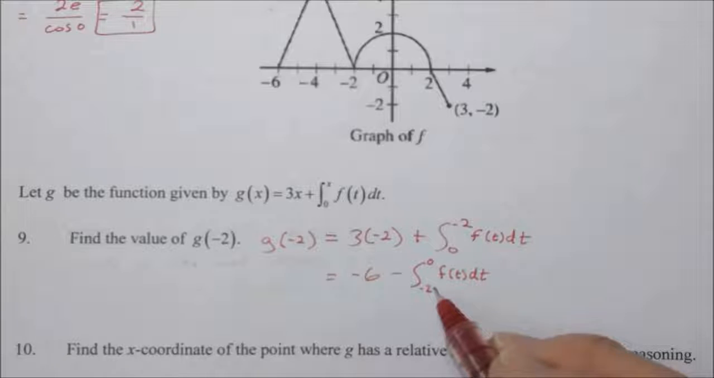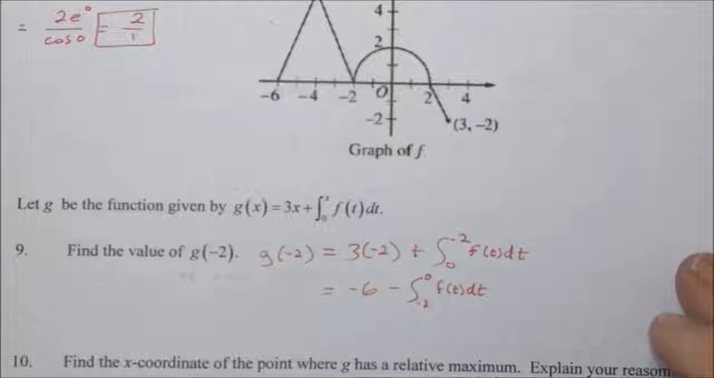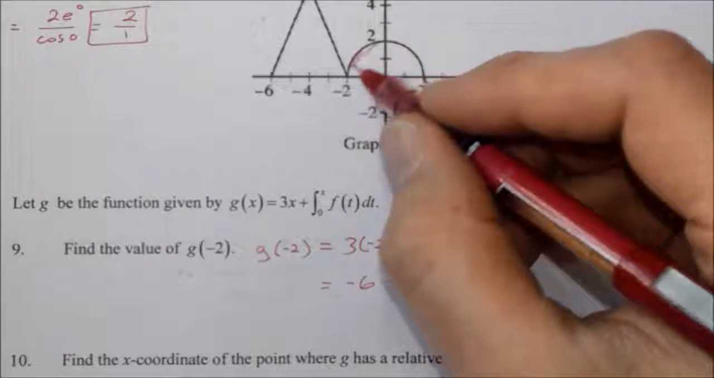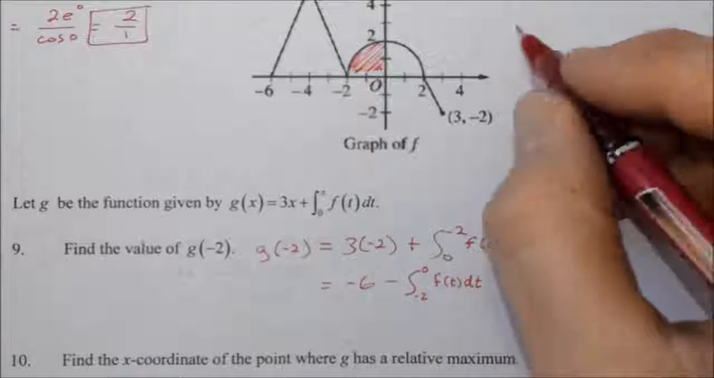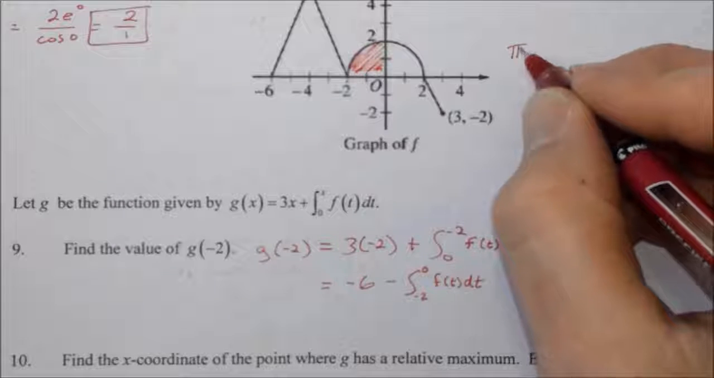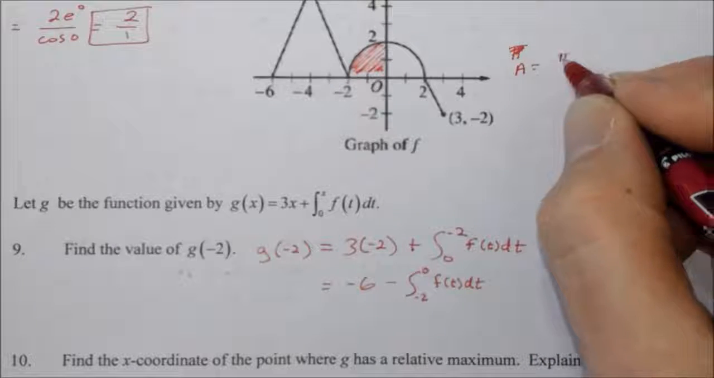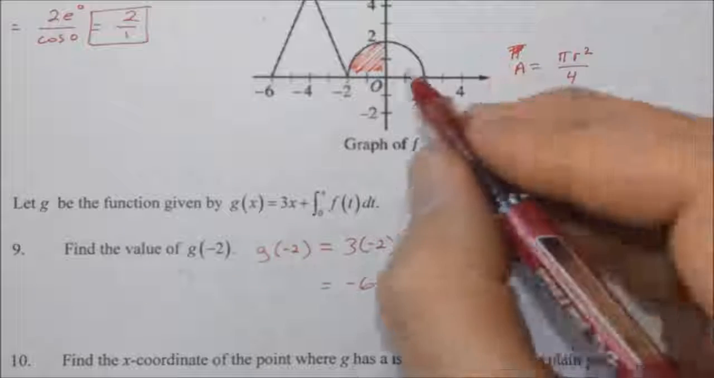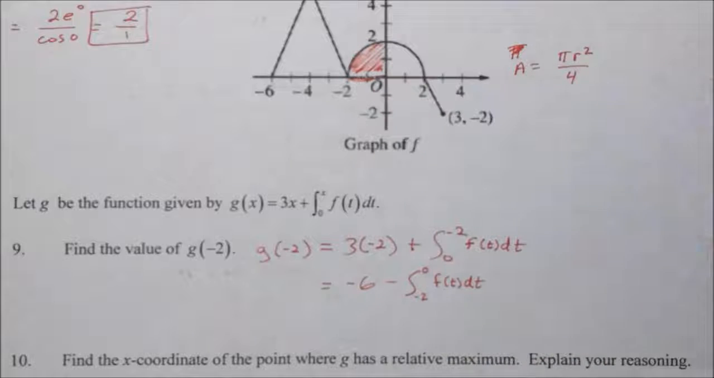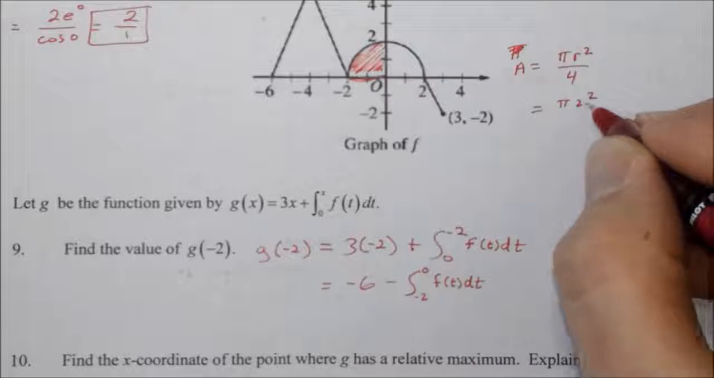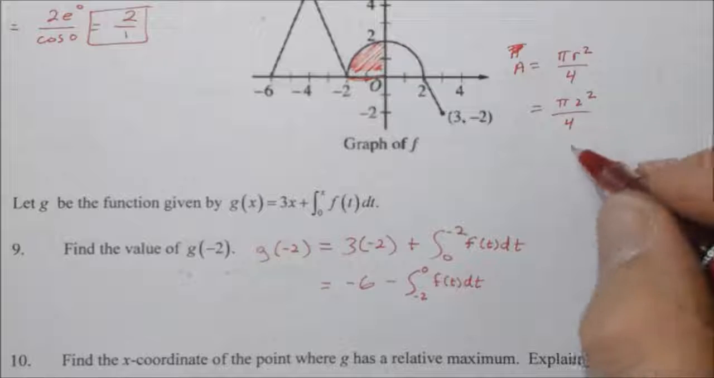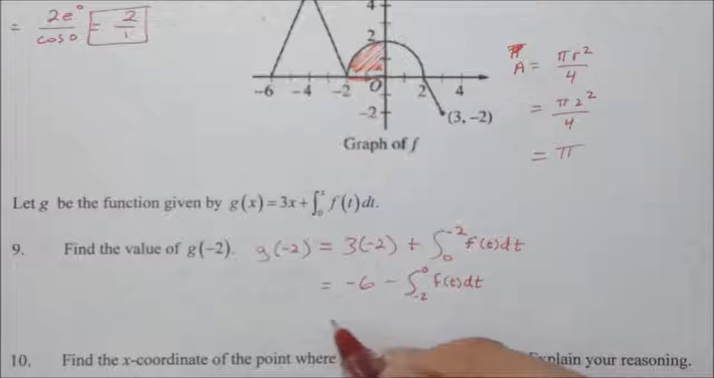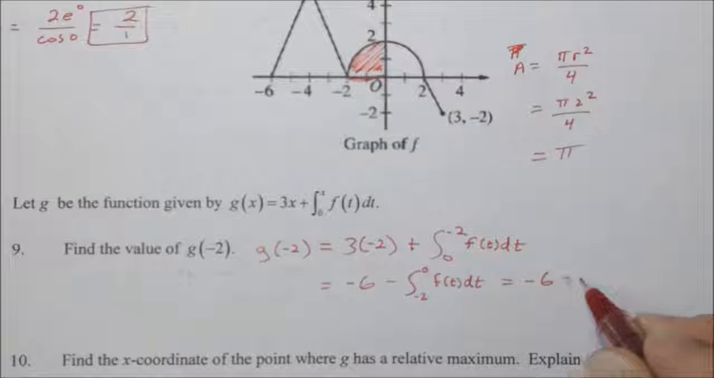So let's look at that region from negative 2 to 0. You see it right there. Here's negative 2, here's 0. So we're looking at this quarter circle. The area of the quarter circle, there we go, pi r squared over 4. Well, the radius is 2 units. So we have pi times 2 squared over 4. 2 squared is 4, divided by 4 is 1, which means we're left with just pi. So our answer is negative 6 minus pi.